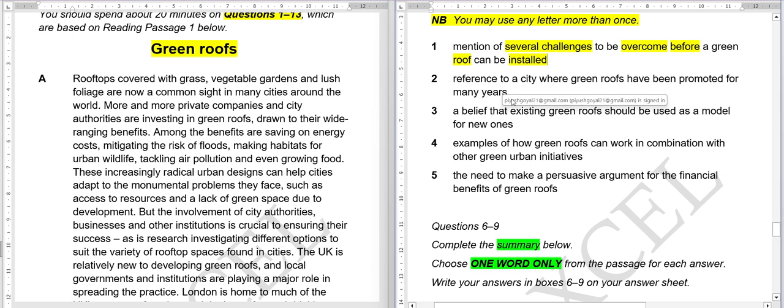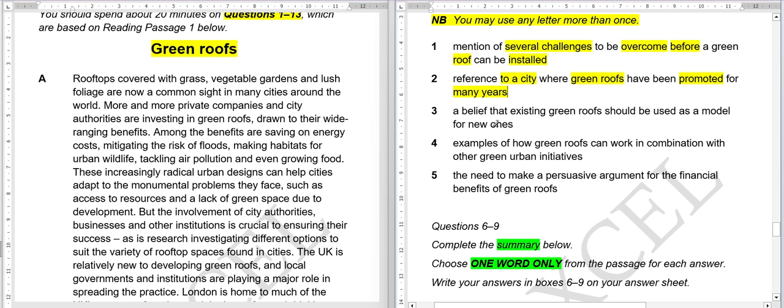Clear? Second question, reference to a city where green roofs have been promoted for many years. So there will be a name of a place given where green roofs have been in practice for many years. Like they have been promoted for many years. So maybe instead of many years, 10 years, 5 years, 20 years. These kinds of words can also be paraphrased.